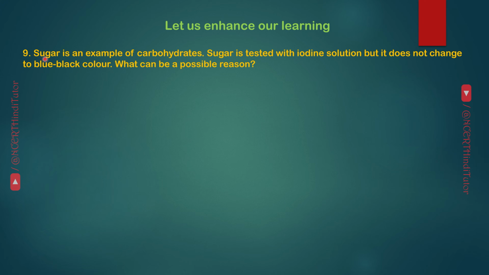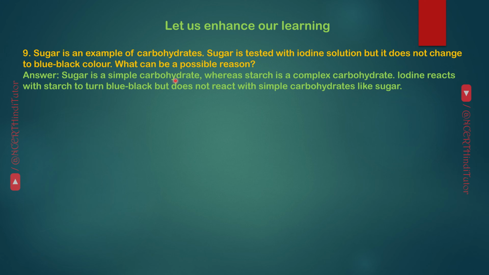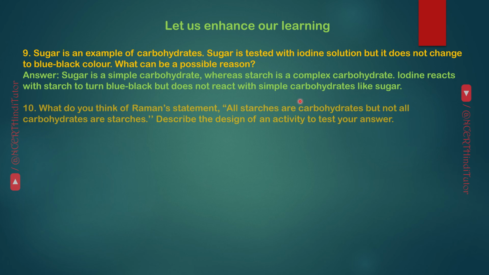Question 9. Sugar is an example of carbohydrates. Sugar is tested with iodine solution but it does not change to blue black color. What can be a possible reason? Answer: sugar is a simple carbohydrate whereas starch is a complex carbohydrate. Iodine reacts with starch to turn blue black but does not react with simple carbohydrates like sugar.